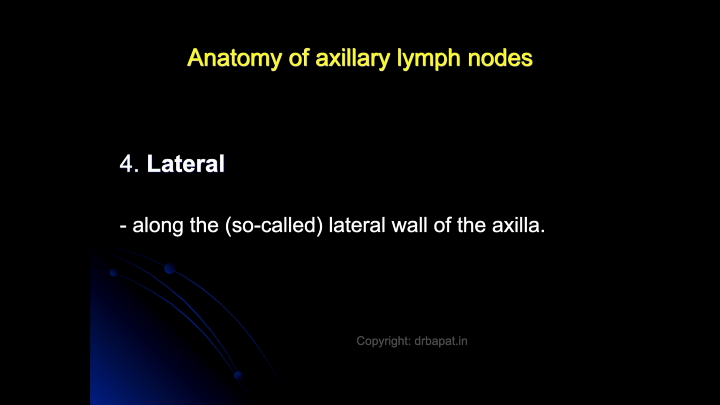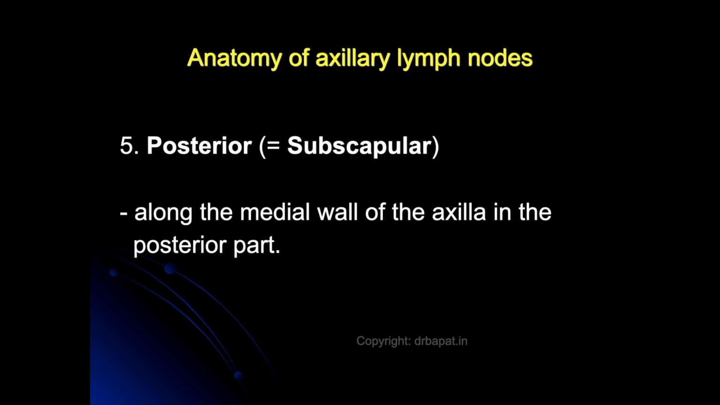The lateral group lies along the so-called lateral wall of axilla. These nodes receive nearly all the lymph from the upper limb. The posterior, also called subscapular group, lies along the medial wall of the axilla in the posterior part. These nodes receive lymph from upper half of the trunk posteriorly and from the axillary tail of the breast.